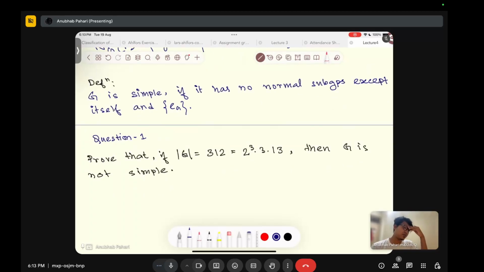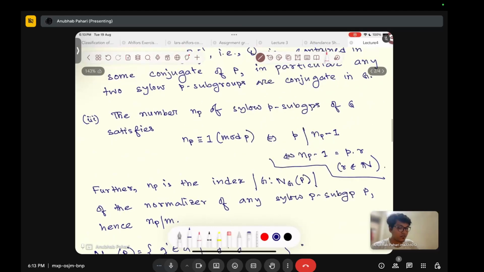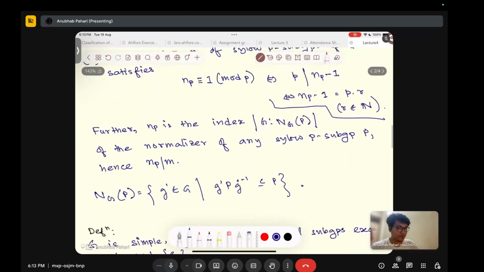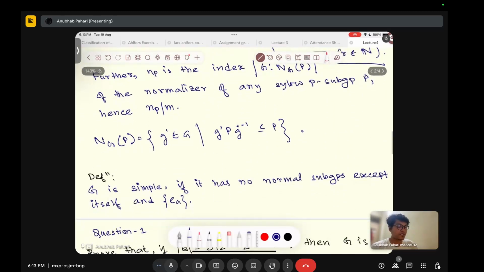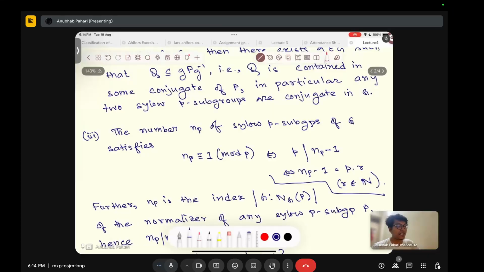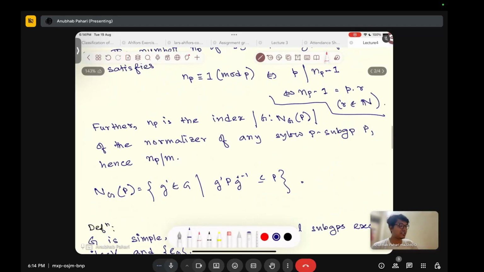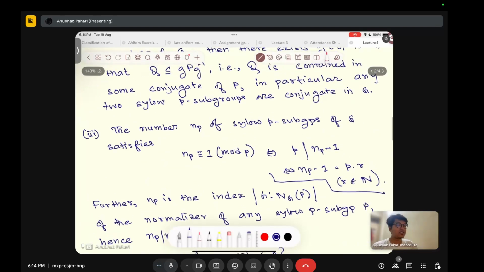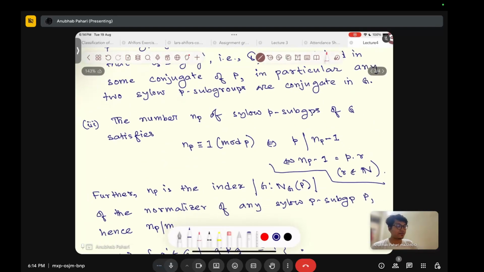So can you try for 1 to 2 minutes? Here we will use Silo's third theorem. For either 2 or 3 or 13, we will show there is a unique subgroup, and that will be normal. So showing the Silo p subgroup is unique, that is np equals 1. In this case, n13 equals 1 for 13 is enough.